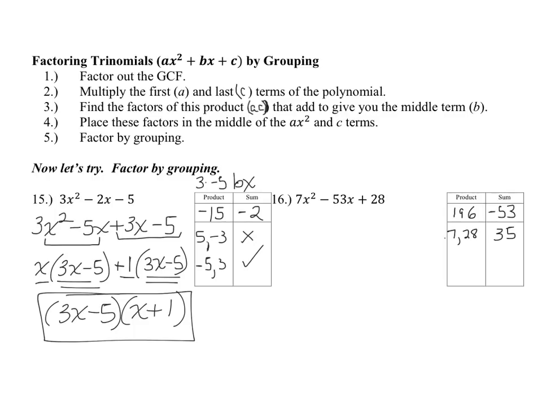So since I need a positive 196, again, my signs have to be the same, right? And so that would then give me negative 35. Still, that one doesn't work, right? So then I'm just going to think through more factors, right?